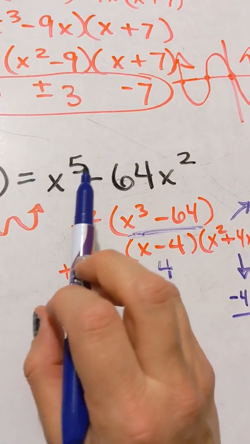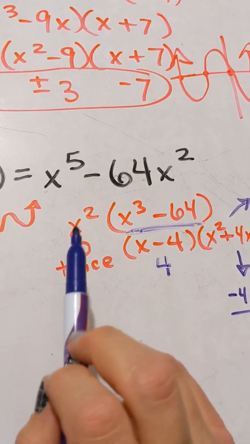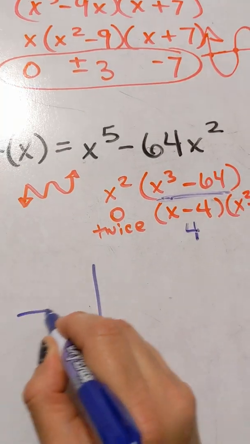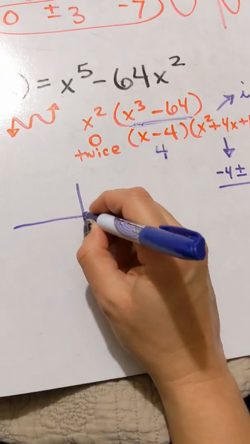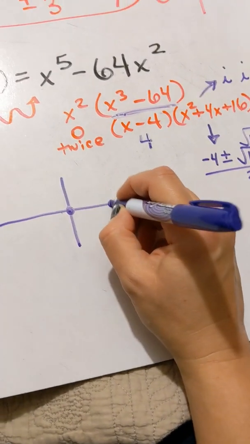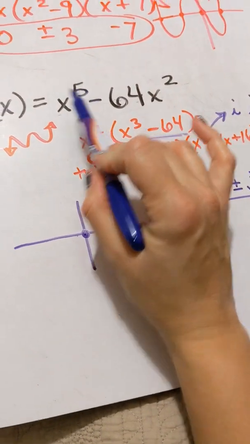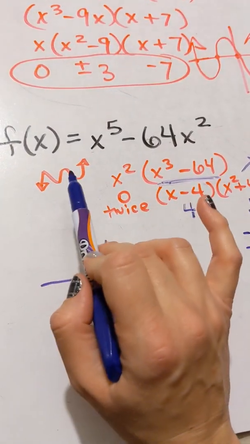And then remember this whole polynomial from the beginning was an x to the 5th. We also had the zero twice. So this graph is a little weird. We got an answer at 0, an answer at 4, and that's pretty much it. But it's an x to the 5th. It has to look like this.